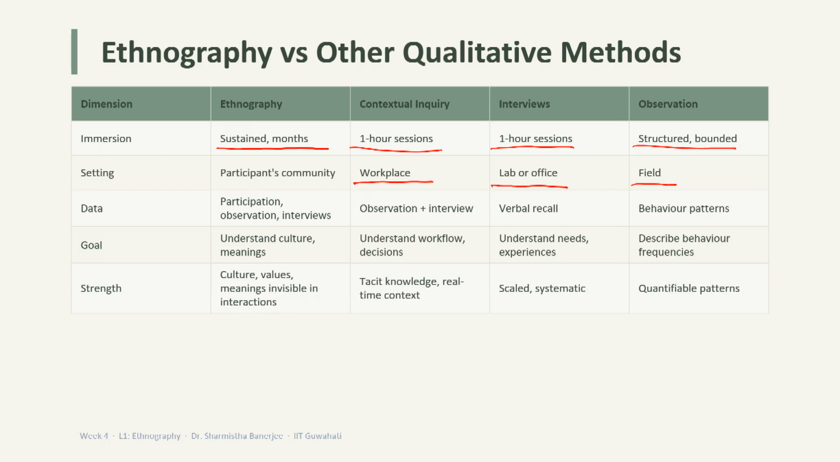Your observational data can have interviews also. In contextual inquiry, mostly we have observational data plus interview data. In interviews, we have certain verbal recall. So I will be asking a question and my participant will recall what they have done, and it is mostly in verbal format. In observational studies, we are trying to observe behavioral patterns.